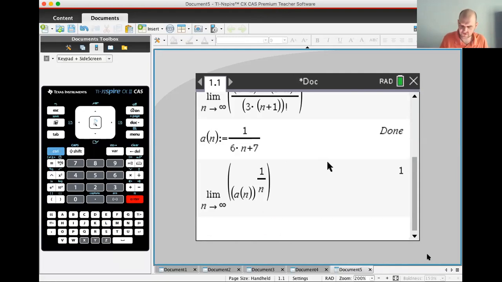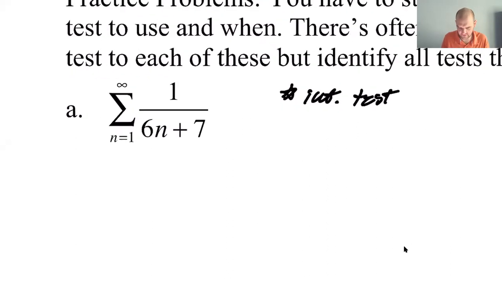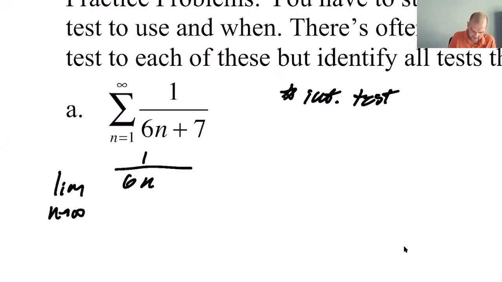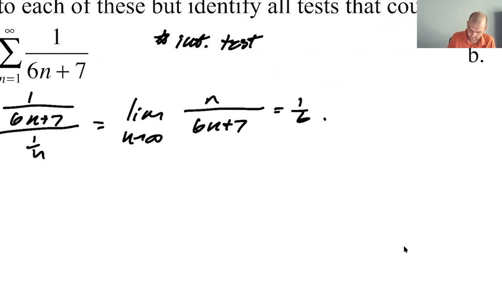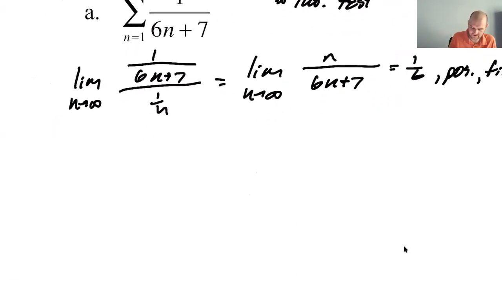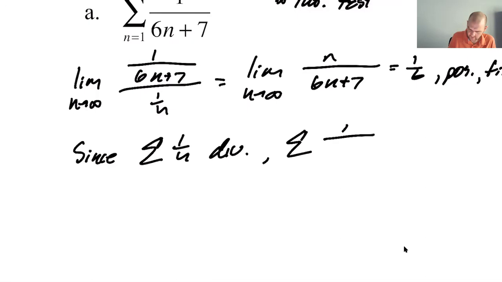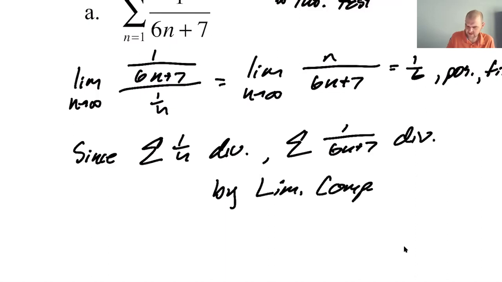All right, so integral test. I'm going to use the limit comparison. You could, I guess, but 6n plus 7 is bigger than n, so I would not do direct comparison. So I'm going to use limit comparison. Do the limit as n approaches infinity of 1 over 6n plus 7 over 1 over n, which is the limit as n approaches infinity of n over 6n plus 7, which is 1/6. Okay, which is positive and finite. Positive, finite. Okay, so since we got something positive and finite, they do the same thing. So since the sum of 1 over n diverges, the sum of 1 over 6n plus 7 diverges by limit comparison. So that's how I would do that.